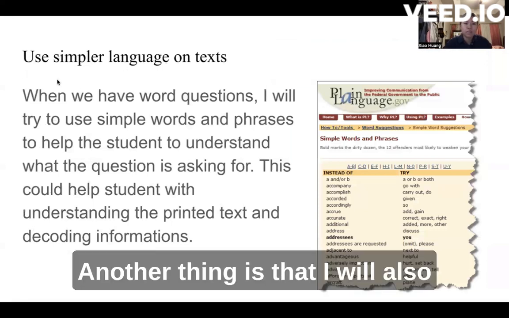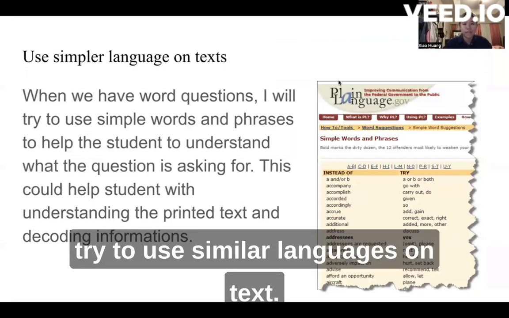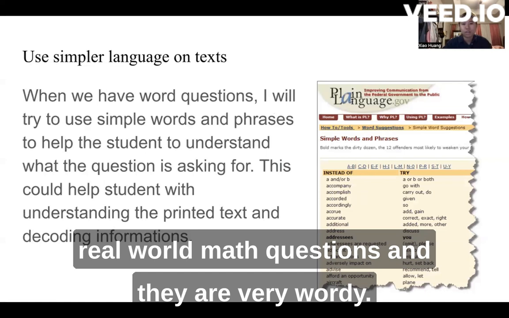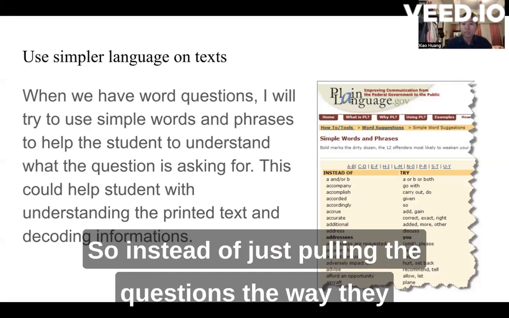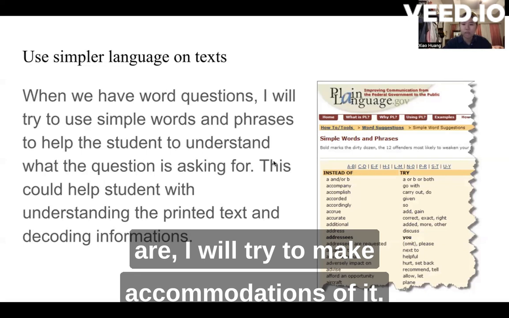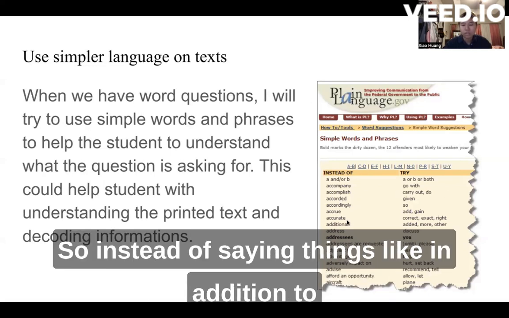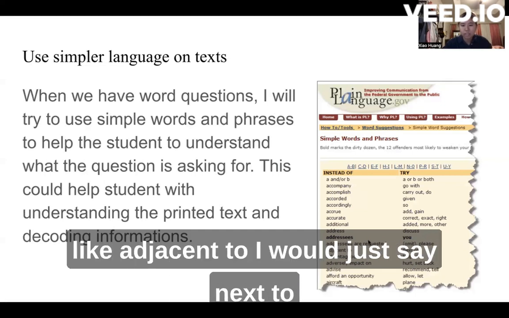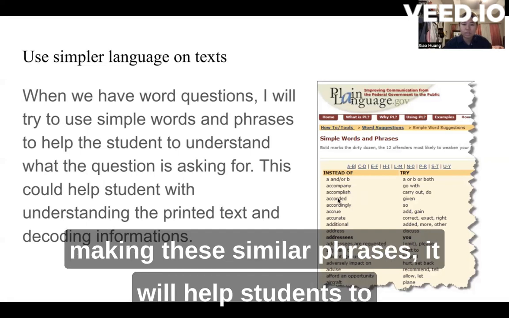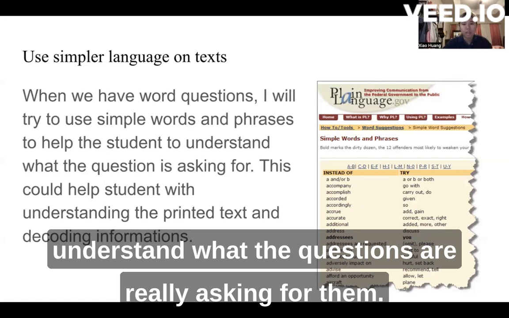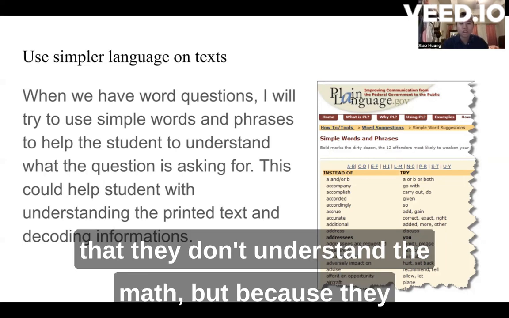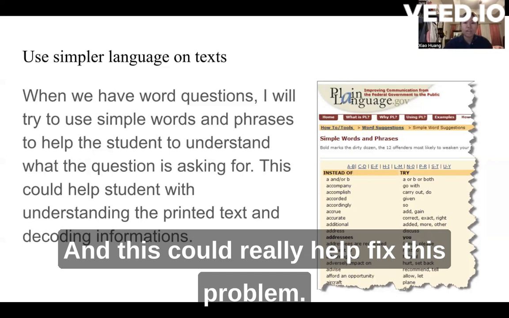Another thing is that I will also try to use similar language in text. In this algebra class, we have a lot of real world math questions and they are very wordy. So instead of just putting the questions the way they are, I will try to make accommodations. Instead of saying things like "in addition to," I will just say "added." Instead of saying things like "adjacent to," I will just say "next to." Making these phrases similar will help students understand what the questions are really asking. That way they don't get points off, not because they don't understand the math, but because they don't understand what the question is asking. This could really help fix this problem.